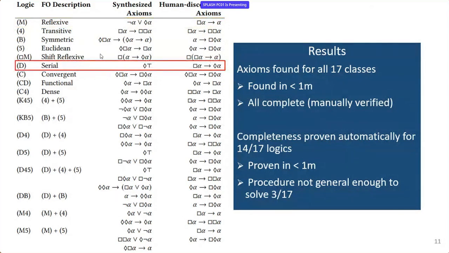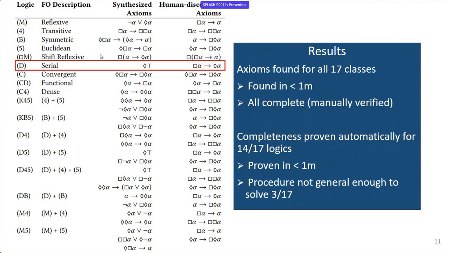More interestingly, for serial frames, the tool finds the axiom diamond true, whereas the human discovered axiom is box alpha implies diamond alpha. The tool's axiom is correct and is in fact complete, which we can verify automatically, but it's possible that there are aesthetic reasons why humans have not found this axiom, maybe because it's very short, or maybe because it just has the formula true. It's quite opaque actually, because it's not immediately obvious that diamond true is the same as box alpha implies diamond alpha. And in fact, this was not obvious to us. It was pretty surprising. There are other interesting patterns of this sort, and I point you to the paper for a broader discussion of our experiments on modal logic.